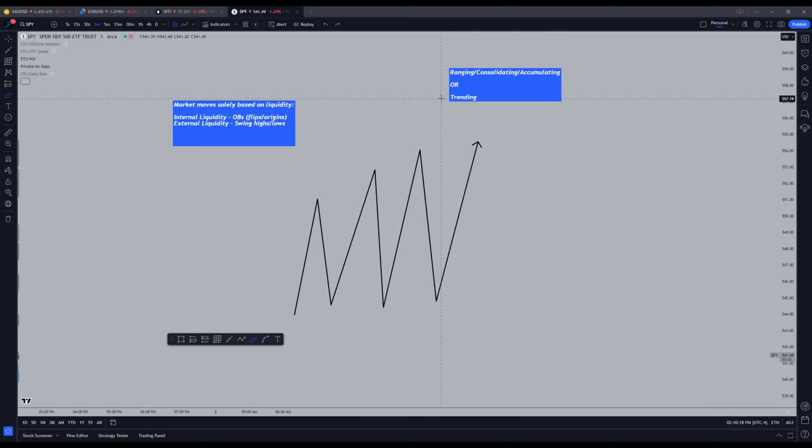Two main market conditions, and trending obviously will give us the best win rate. You can get an 80% win rate with trending markets. Ranging, you could be around 50-60% depending on how you want to trade them.